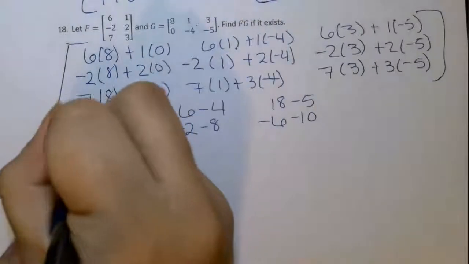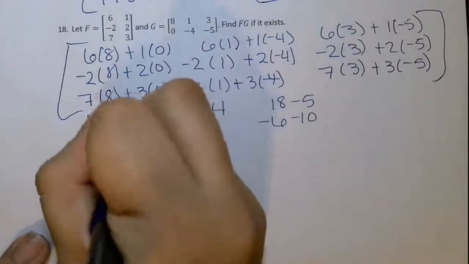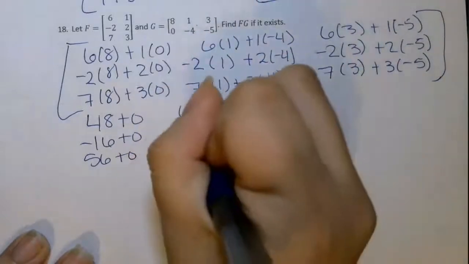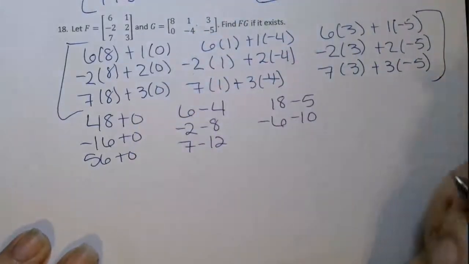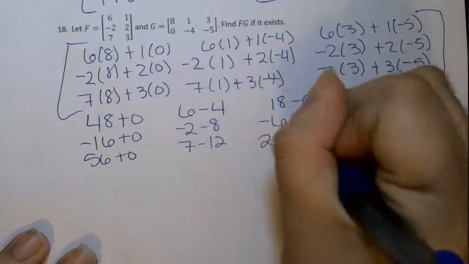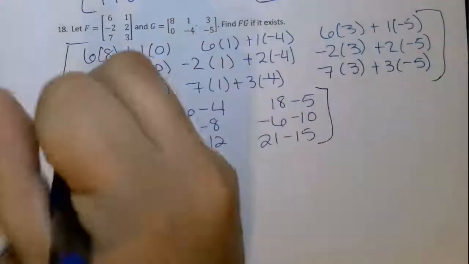7 times 8 is 56. 3 times 0 is 0. 7 times 1 is 7. 3 times negative 4 is negative 12. 7 times 3 is 21. And 3 times negative 5 is negative 15.